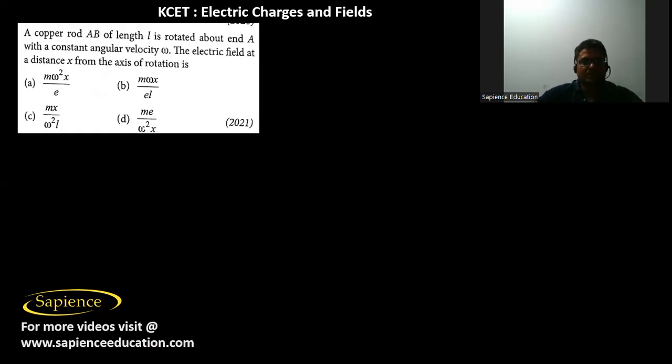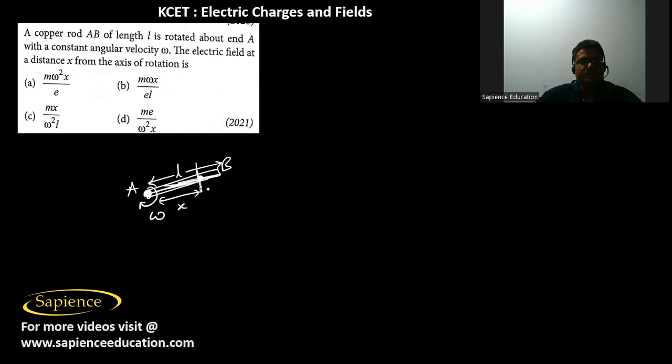Then here it is told, a copper rod AB of length L is rotated about its end A with a constant angular velocity omega. The electric field at a distance x from the axis of rotation is?